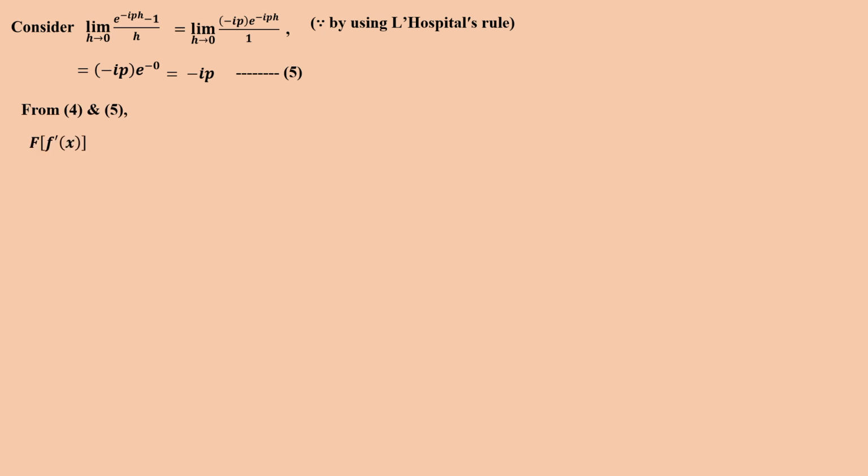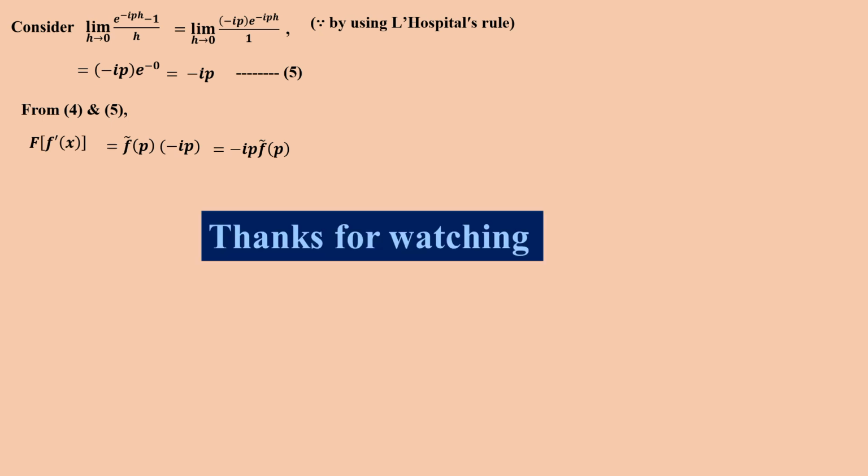So numerator derivative, e power i p h with respect to h, right? Note that e power i p h gives e power i p h into i p, then derivative of 1 is 0, divided by derivative of h, which is 1. So now taking the limit, i p e power 0, e power 0 is 1, so that is equal to i p. So using 5 in 4 we will get Fourier transformation of f dash of x is equal to f bar of p into i p, that is i p f bar of p, that is i p times the Fourier transformation of f of x, which is to be proved. Thanks.